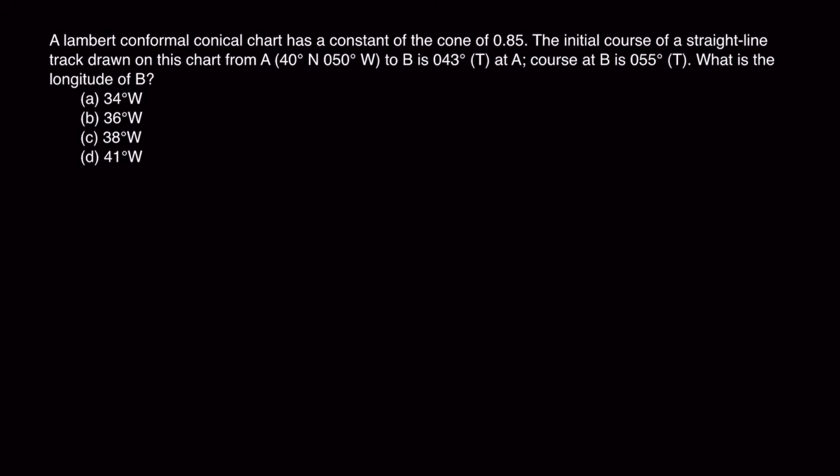Before I solve this question, I will tell you something about the Lambert conical chart. I'll assume you haven't covered the maps and charts topic yet. In a Lambert conformal conical chart, there are two formulas you need to know. First is the constant of cone. Constant of cone is denoted by n and it is equal to the sine of the parallel of origin of this chart. In this chart, there are standard parallels and a parallel of origin. So n, the constant of cone, is sine of parallel of origin, and the value we have is 0.85.